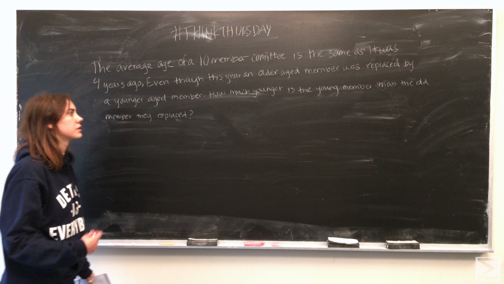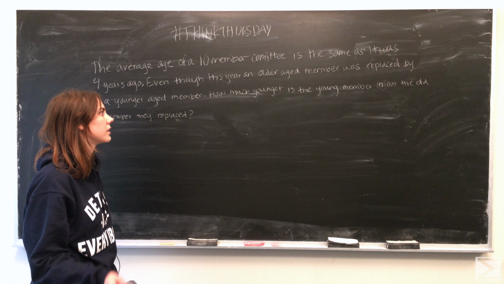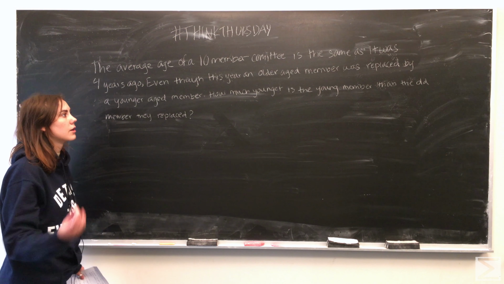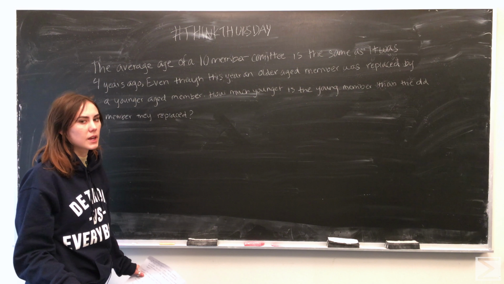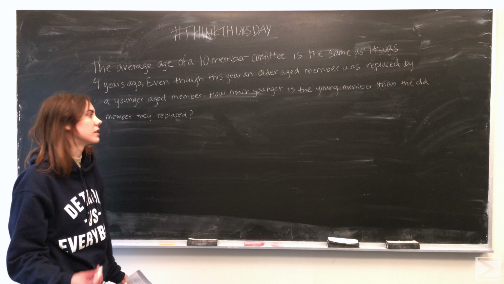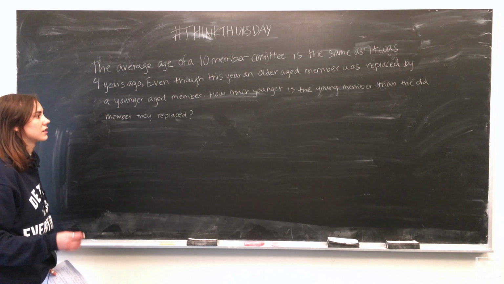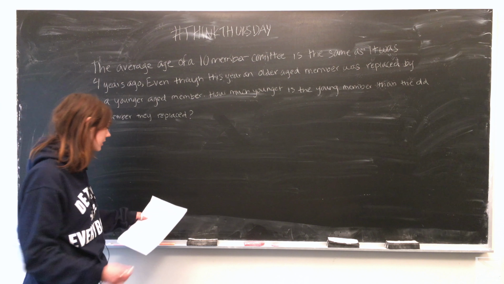So what we want to do is create two different equations for the averages, one for 4 years ago and one for this year, and then we can equate them to each other and solve for how young the young member is in comparison to the old member they replaced.